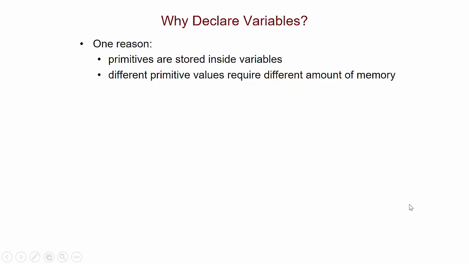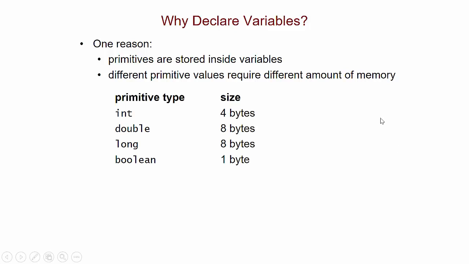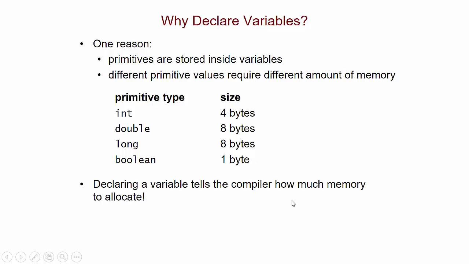Now, why do we have to declare variables in Java? Well, one reason is because we are storing primitives inside their variables, and different primitive values require different amounts of memory. And it depends on the type. So every int in Java is 4 bytes, every double is 8 bytes, so is a long, and then Boolean values are only 1 byte. And so when we declare our variables, we're telling the compiler how much memory is needed for that variable because it has to be able to be big enough to store the actual value, the actual primitive value.